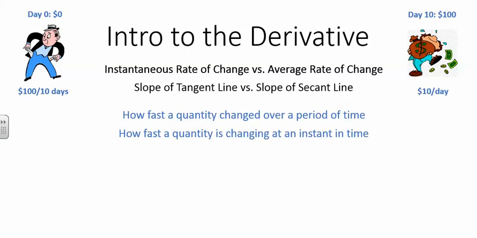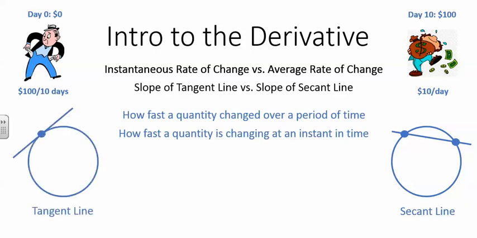Second, to understand derivative as a slope of a tangent line, we first have to know what a secant line is and how to calculate the slope of a secant line. Now you may recall from geometry that a secant line is a line that intersects a circle at 2 points on its circumference. A tangent line is a line that intersects a circle at exactly 1 point on its circumference.